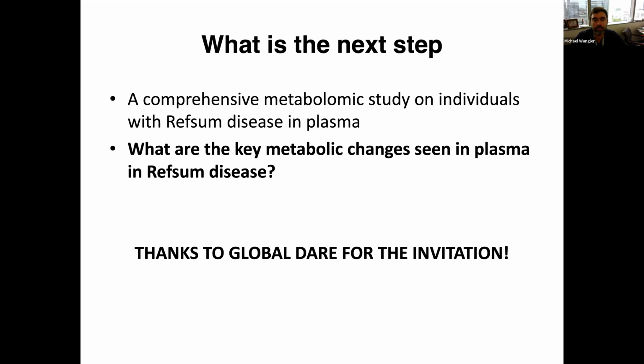Our hope in being invited to DareFest 2022 is to explain to you the use of metabolomics and hope that you get a sense of the promise that this sort of technology would have in the field. And we hope that with Fred and ourselves and other people in the field who are using this methodology, we could do a more detailed study of Refsum disease and really understand what are the key metabolic changes that are seen.